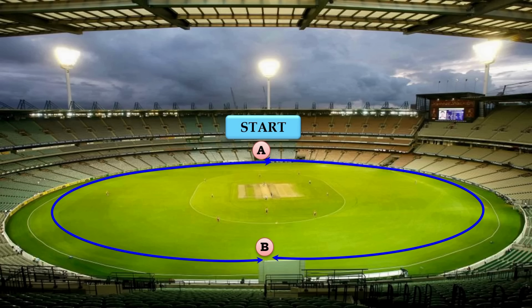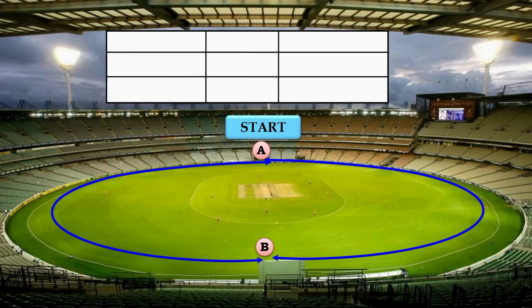Explanation of distance and displacement table. Now let us understand distance and displacement using this table. Case 1. From A to B. In the first case, the object moves from point A to point B.